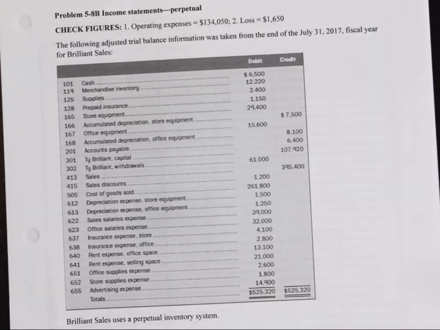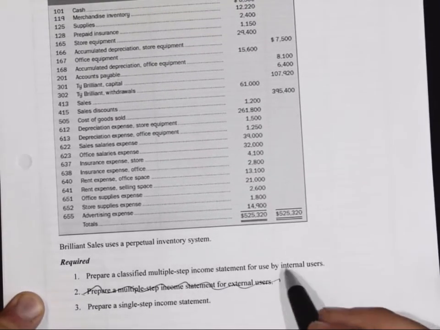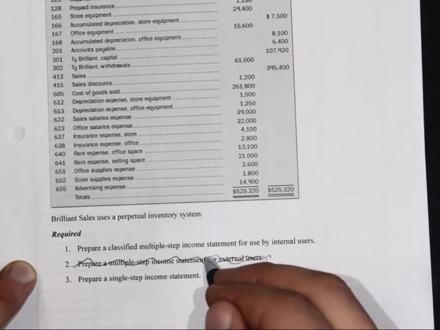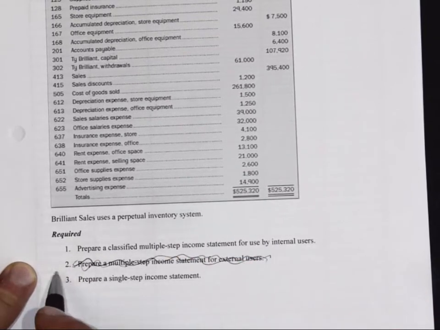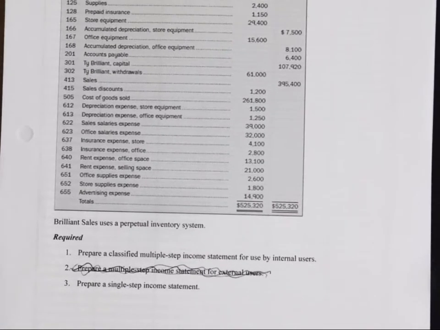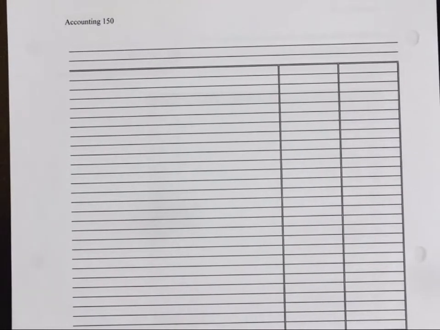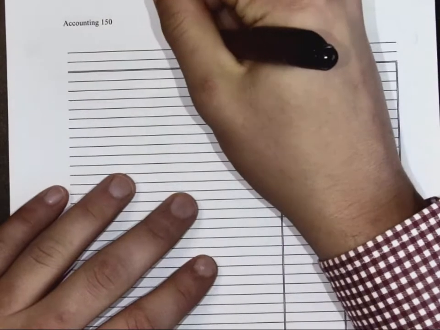So we're going to do a classified multi-step income statement for internal users. We are not going to do number 2. I don't want to confuse you. For external users, because this is something else that's not that important for now anyways. As you advance your accounting career, you can learn it. And prepare a single step income statement. So you won't be tested on that. So, classified multi-step income statement, first mark, title.